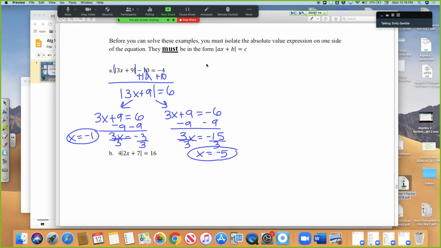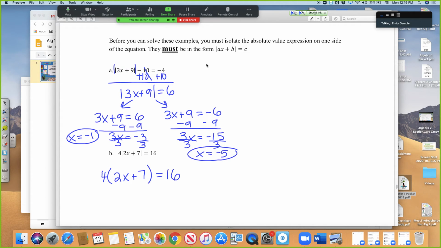We're going to try one more together. Letter B. This one says 4 times the absolute value of 2x plus 7 equals 16. Don't get confused with this type of problem and think it looks like this. This does look very similar.